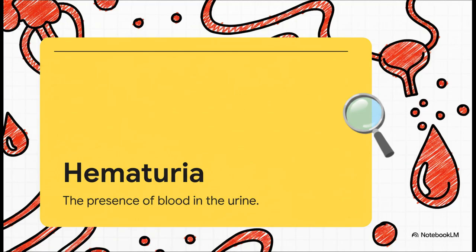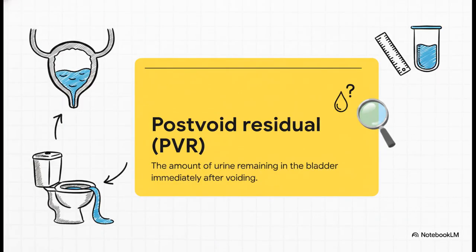Hematuria is always a big deal, a sign that something needs to be investigated further, for sure. This leads us to a really important diagnostic measurement, post-void residual, or PVR for short. Think about it. After a patient voids, we need to know, did they actually empty their bladder? The PVR tells us exactly that. It's the amount, the volume, of urine left inside.